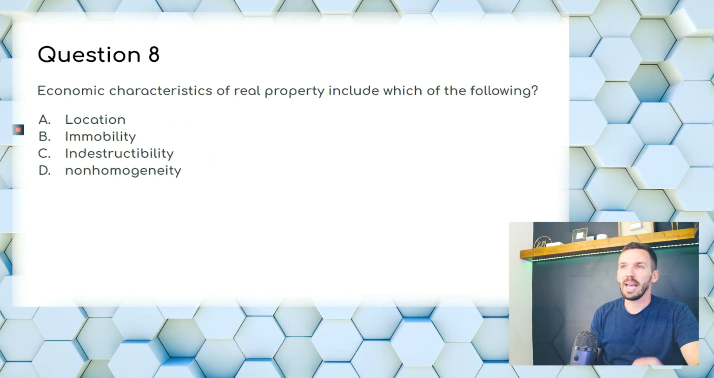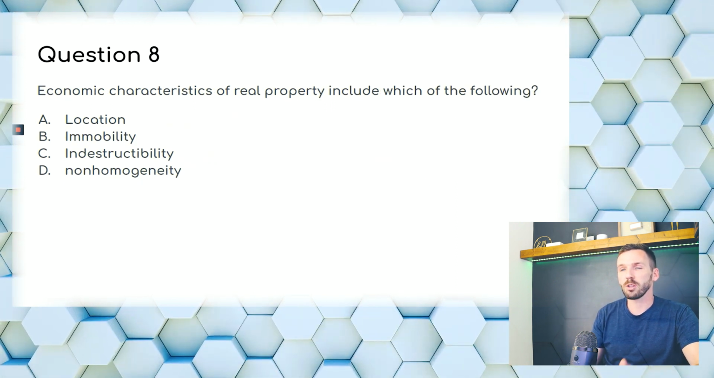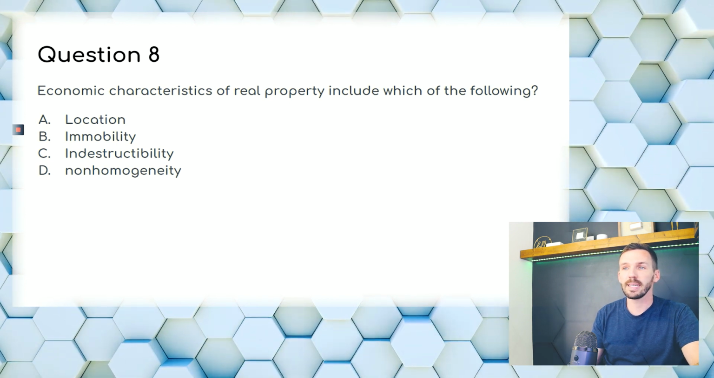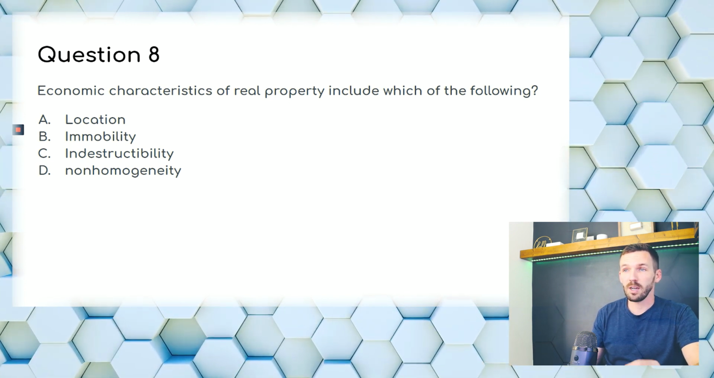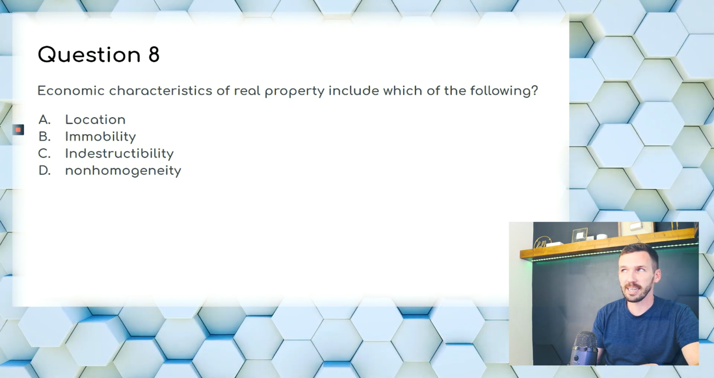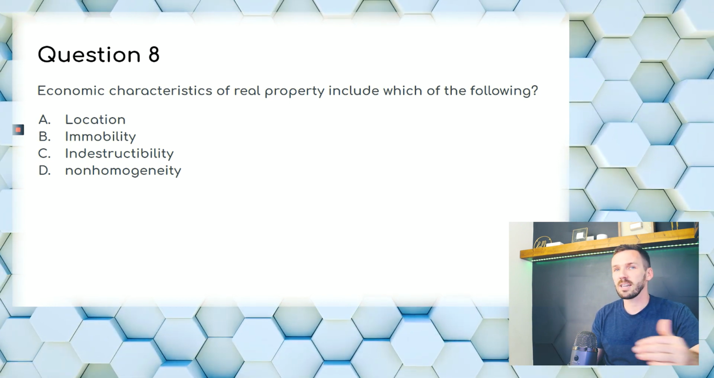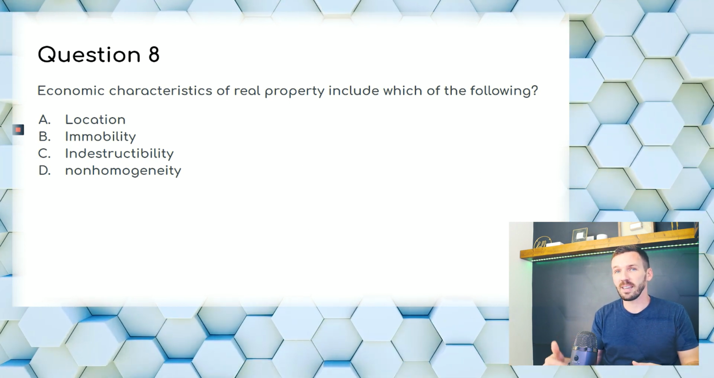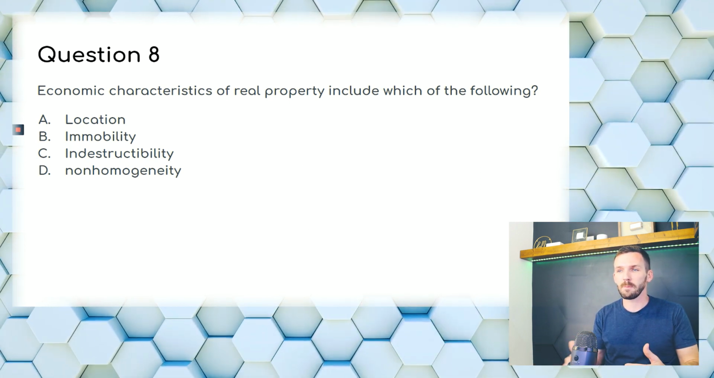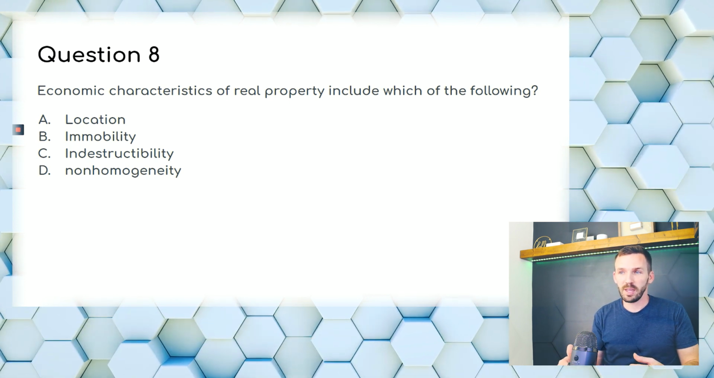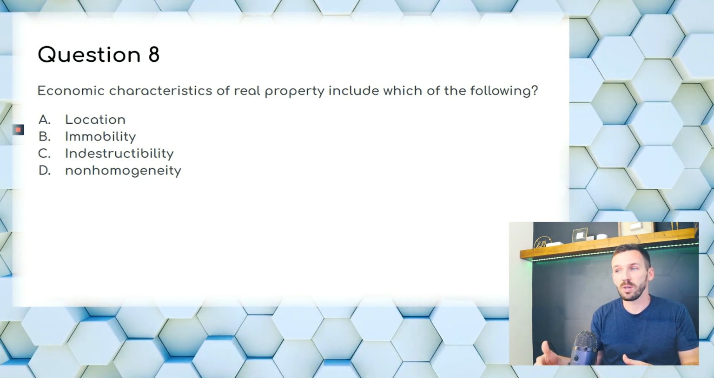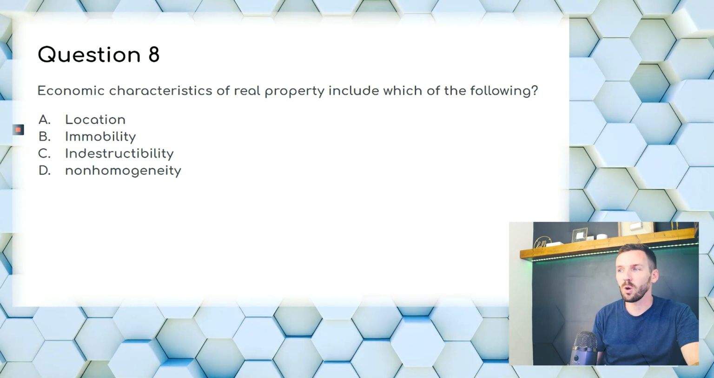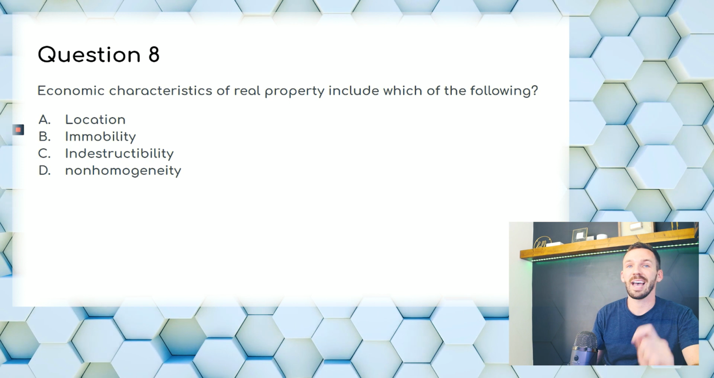Question 8. Economic characteristics of real property include which of the following? A, location. B, immobility. C, indestructibility. Or D, non-homogeneity. So location sounds physical, but it's not actually. Immobility is definitely a physical characteristic. Indestructible is physical. And non-homogeneity is uniqueness, which is physical. So the answer here is location. Location is economical.